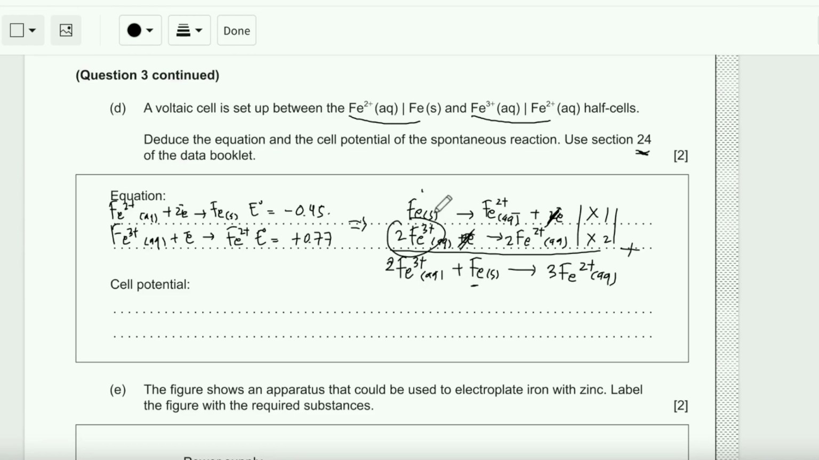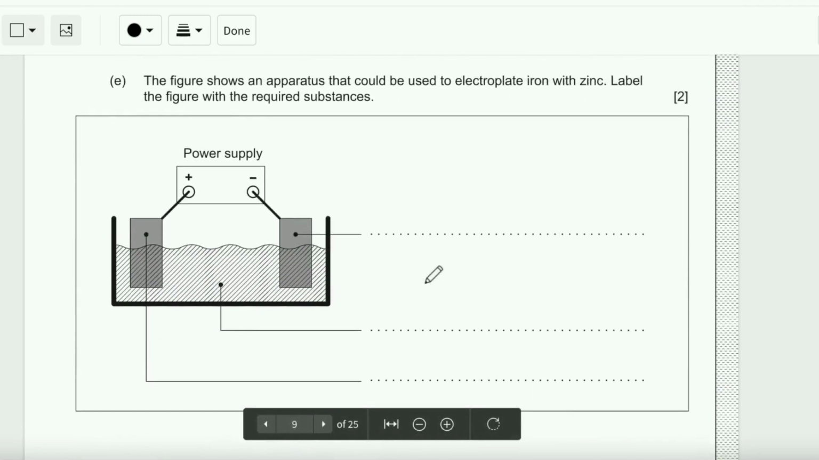2 Fe3+ here, plus Fe here, 3 Fe2+, 2 from here, 1 from here. This is the answer. For cell potential, because you flip this, it becomes plus, so plus 0.45 plus 0.77, it's plus 1.22 volt.